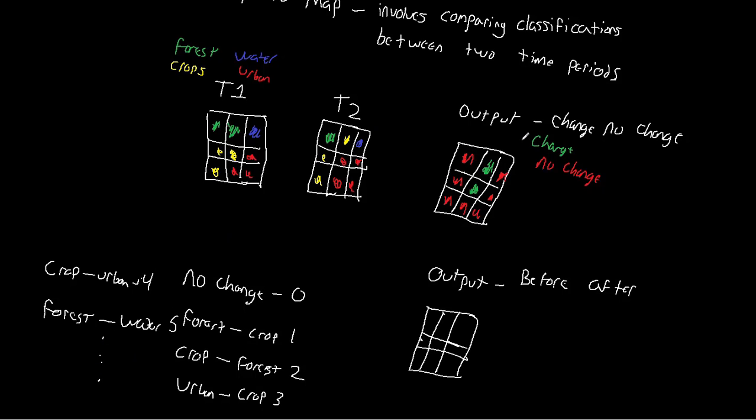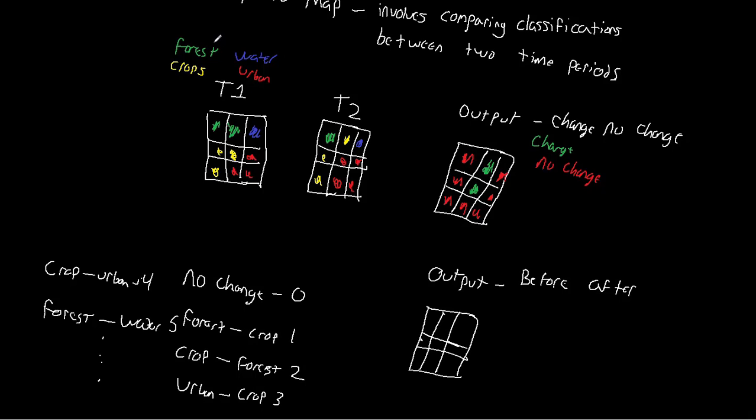So now not only do we have this binary change, no change, with no change being 0, but if we have change, now we're specifying what type of change happened. If it went from forest to crop, we assign the pixel a 1. If we go from crop to forest, we call it a 2. If we go from urban to crop, we call it 3. If we go from forest to water, we call it a 5. And you can imagine this going on and on relative to the number of map classes that we have.